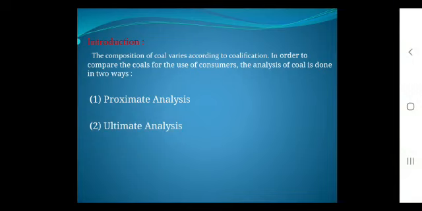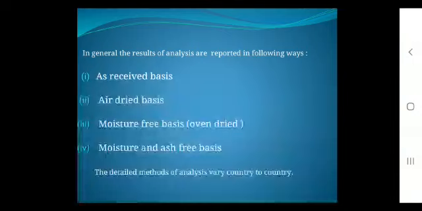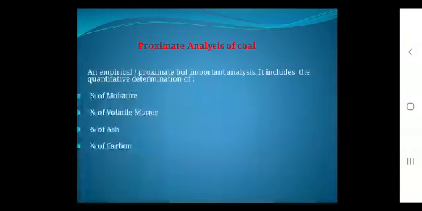So different types of analysis is done, and this is based on the use of consumers, and in general it is done in two ways. The first one is proximate analysis, we have to study today, and the second one is ultimate analysis. In general, the results of analysis are reported as first received basis, how we have received that. The second one, air dried basis, so dried in air only. The third one, on the basis of oven dried, that moisture free basis. And the fourth one, moisture as well as ash free.